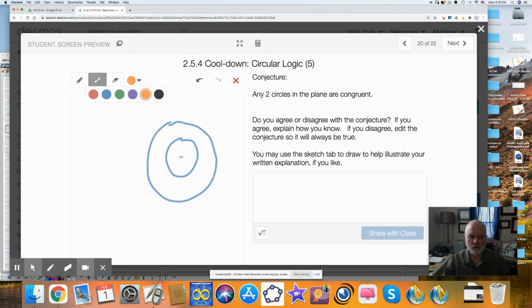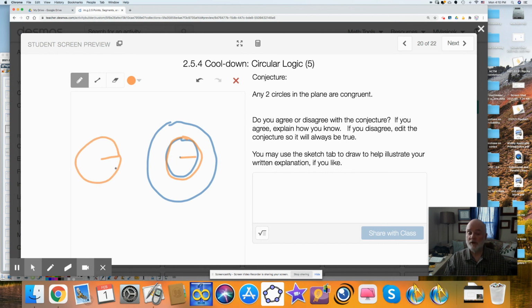To be true, I would have to have circles of the same radius. So if I had a circle with this radius, and I had another circle with that radius, then any two circles in a plane with the same radius are congruent. That would be correct.